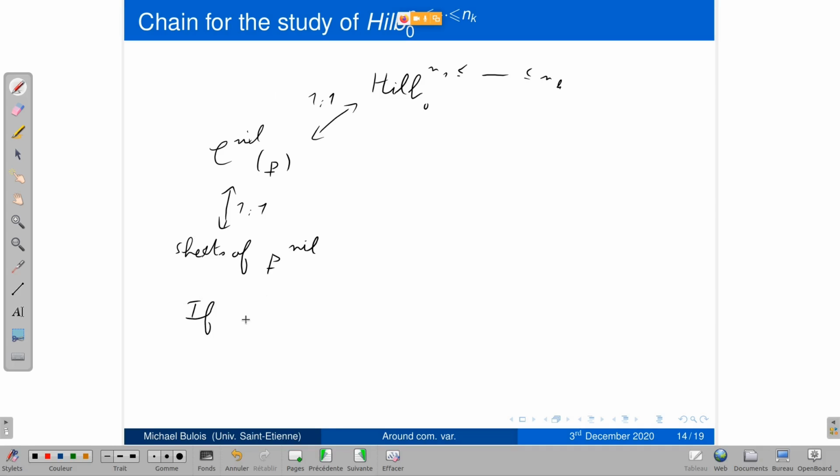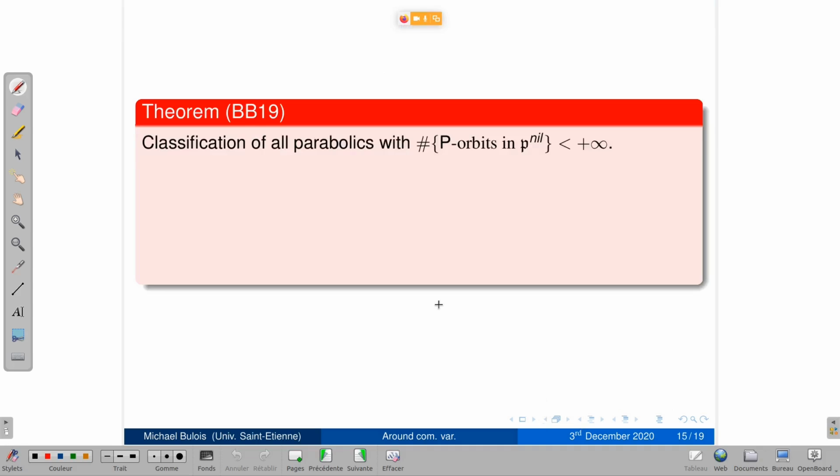One special case is if there is a finite number of P orbits in this nilpotent set, then this commuting variety is of dimension p minus 1. And the result we got with Magdalena Boos was to classify all the parabolics with this property.